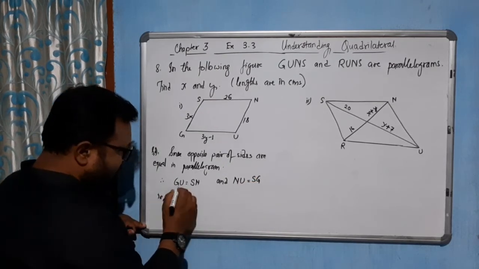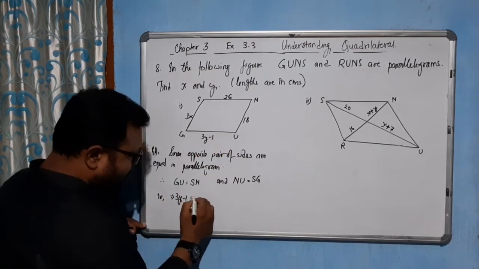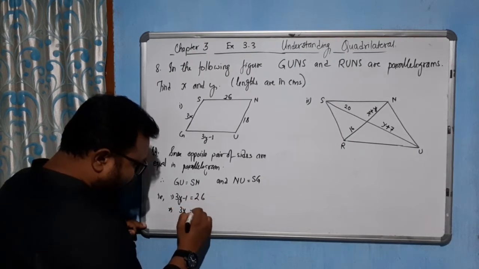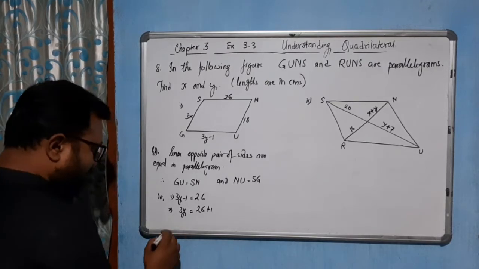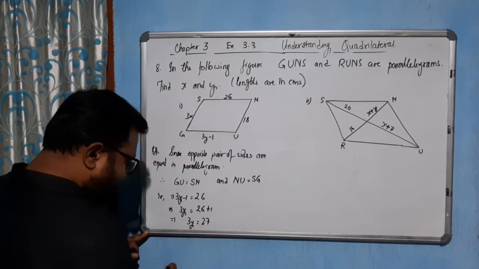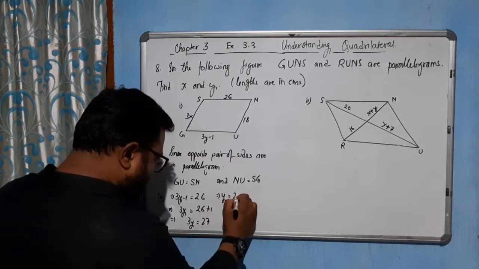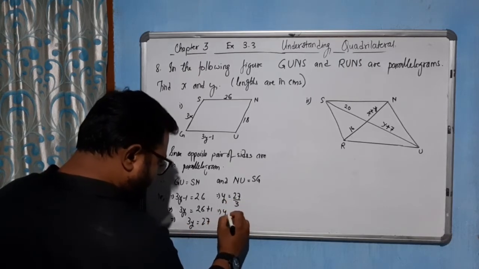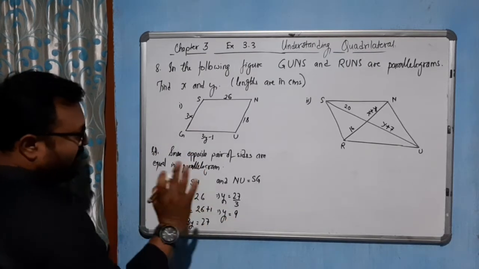That is, GU means what? 3y minus 1 equal to how much? 26. 3y equal to 26 plus 1, it means 3y equal to 27. It means y equal to 27 by 3. Okay, it means y equal to how much? 9. The value of y equal to 9.